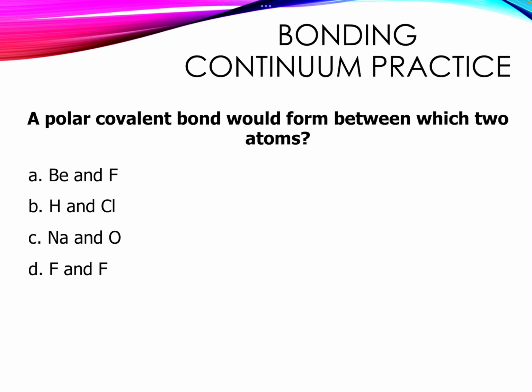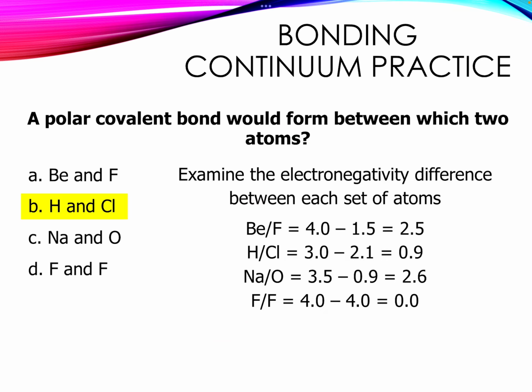All right, so to determine which one would have a polar covalent bond, we need to calculate the electronegativity differences between these atoms. So if we look at beryllium and fluorine, their difference is 2.5. This is one that people commonly mistake for polar because they just see a really large electronegativity difference. But remember, anything that's greater than 2 or 2 and greater is going to be an ionic bond. Also, you can recognize that beryllium is a metal and fluorine is a nonmetal. So that's going to be an ionic bond.